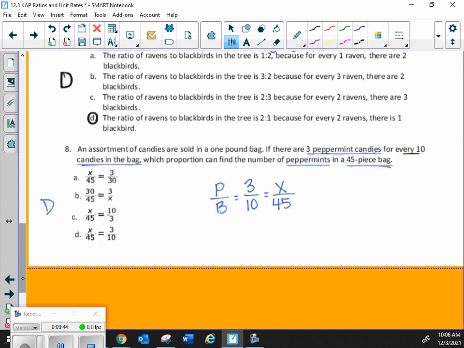So instead of B, I use T for total. That makes more sense. So there's 3 peppermint for every 10 total. And it says that if there's a 45 total, how many are going to be peppermint? And that matches T. They just switch the size of the proportions that we talked about.